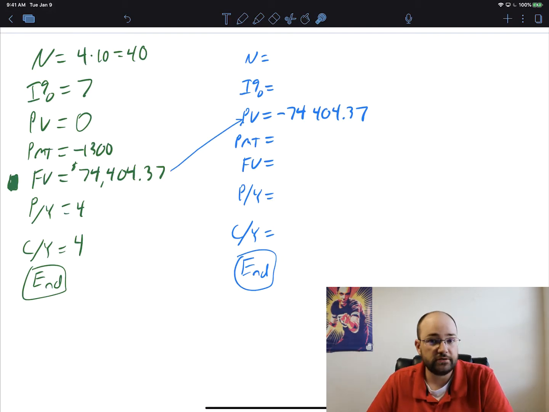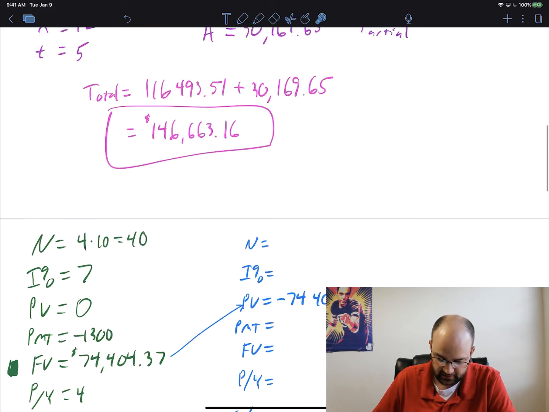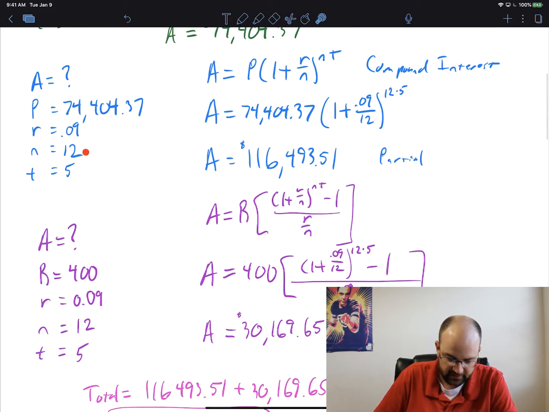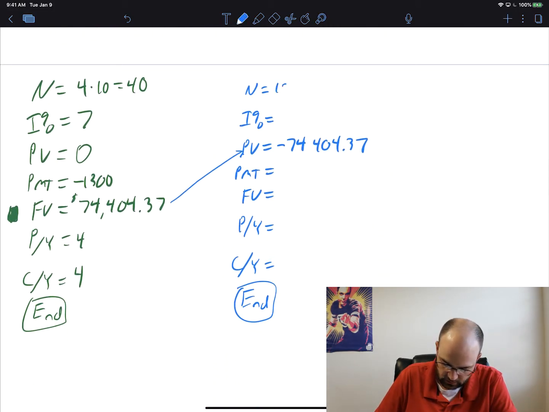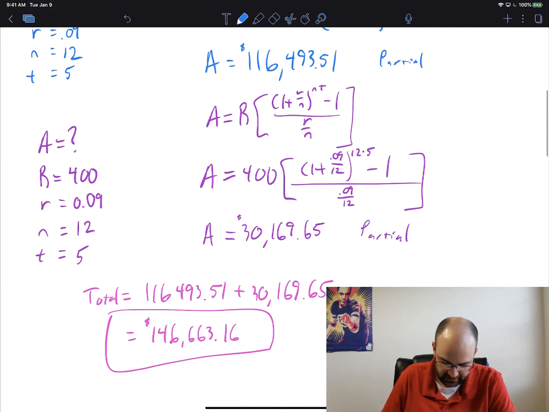Okay, so for this new one, we need to figure out what N is. So for N in the new one, we had compounding events of 12 times a year, and the time is 5. So this will be 12 times 5. The I% was the interest rate, which was 9%.